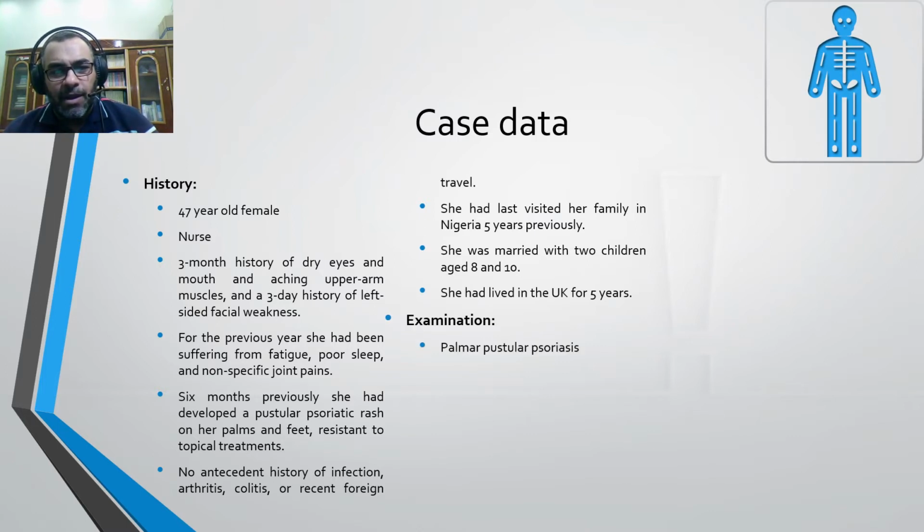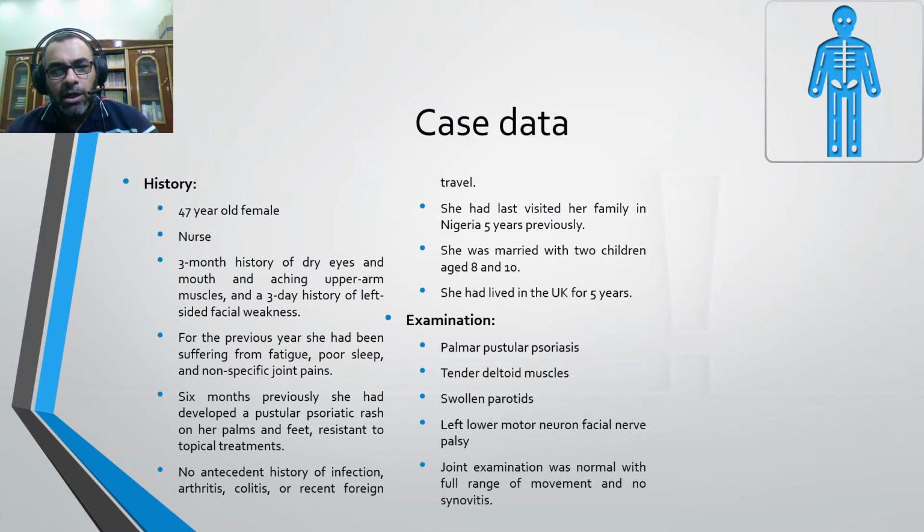Examination: palmar pustular psoriasis, tender deltoid muscles, swollen parotid glands, left lower motor neuron facial nerve palsy. Joint examination was normal with full range of motion and no synovitis. Schirmer test was positive.